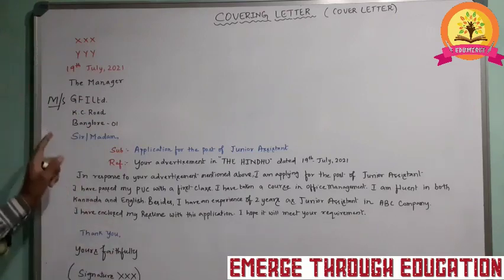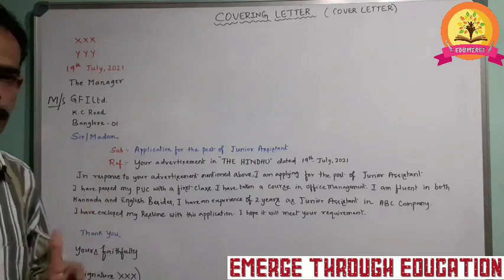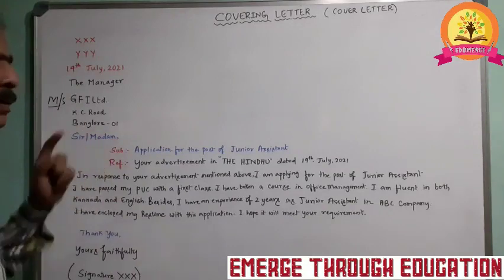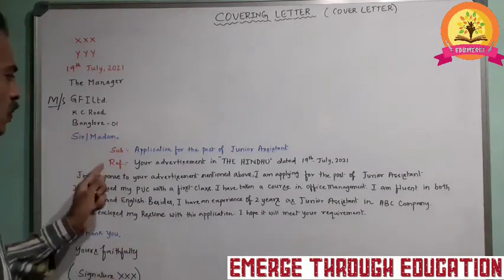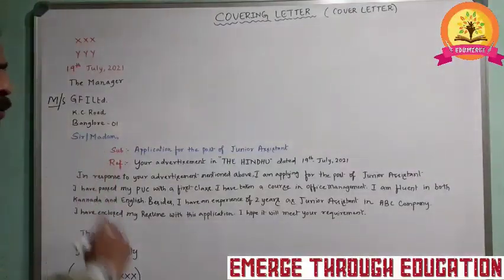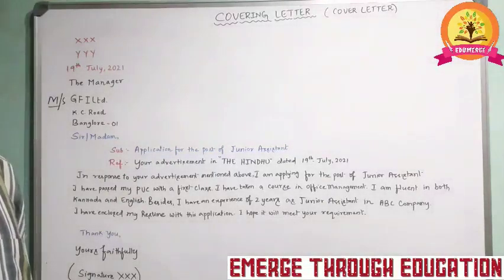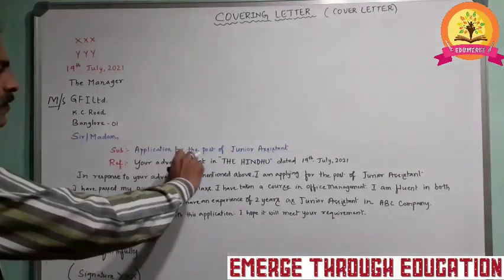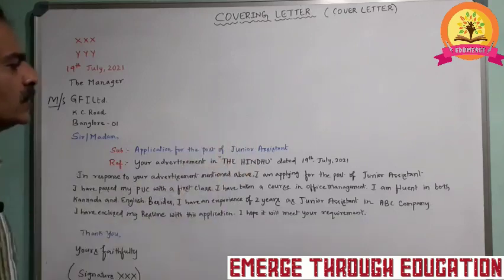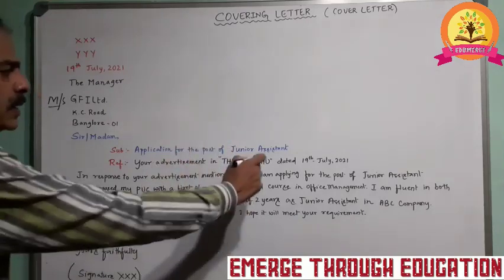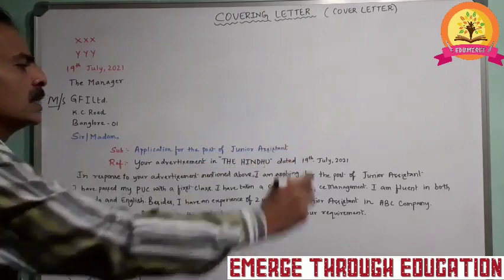Later you should write a salutation in the name of Sir/Madam, followed by a comma. That plays a significant role with respect to what you are going to write next, which is the subject. The subject works as a topic sentence. That is nothing but application for the post of junior assistant, dear students. If you write junior assistant, J and A are in uppercase, and later you put a full stop over there.